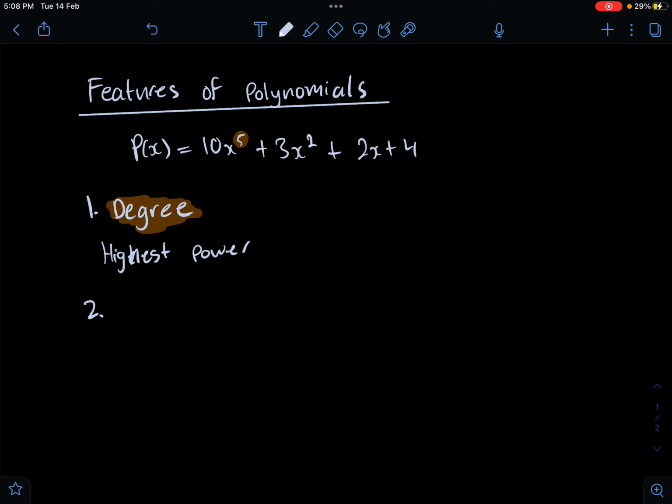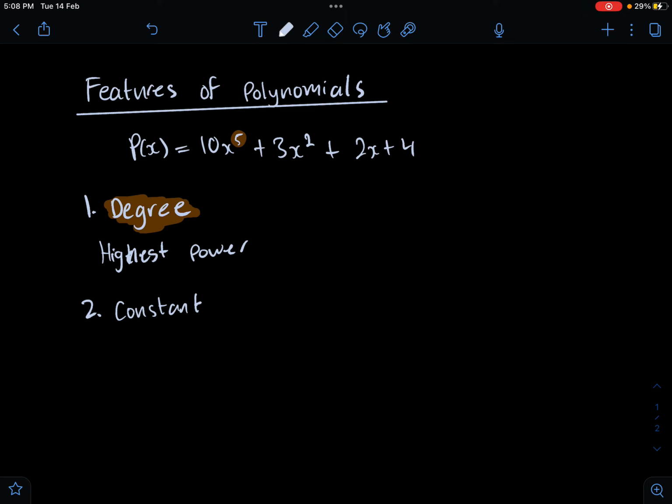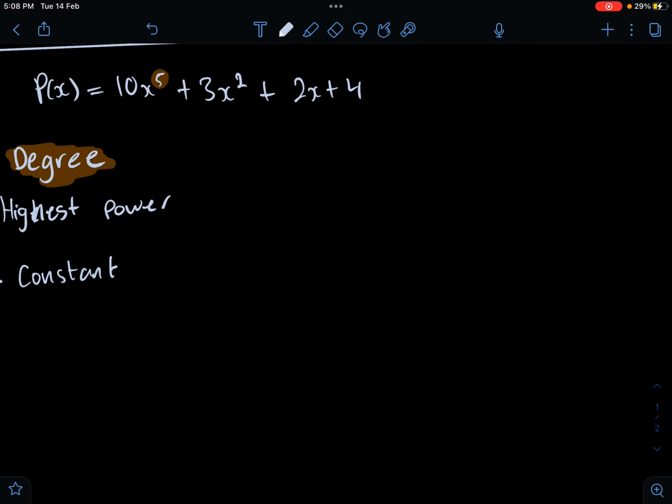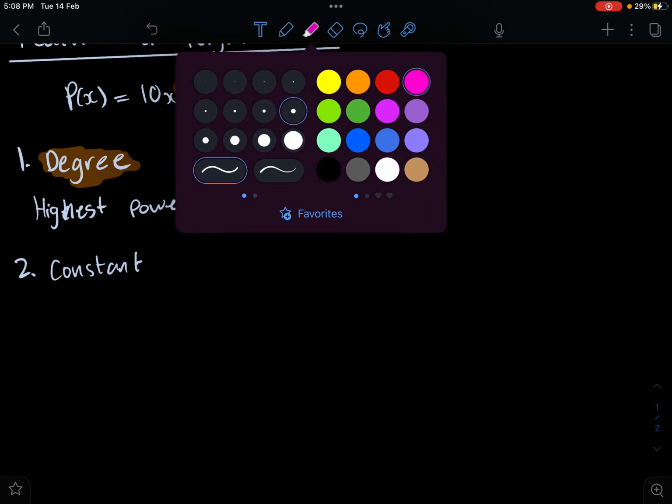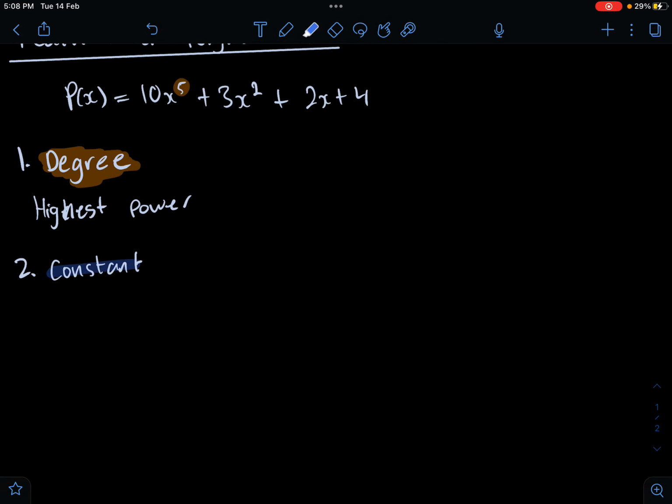The constant. Now the constant is the coefficient of x to the power of 0, is one way of putting it. Another way is just the term without x in it. Actually, we'll try to pick colors that go remotely together. So this is our constant here, and it would be this one over here. You can notice there's no x attached to it, because x to the power of 0 is 1, and so 4 times x to the power of 0 equals 4 times 1 equals 4. Nice and simple there.